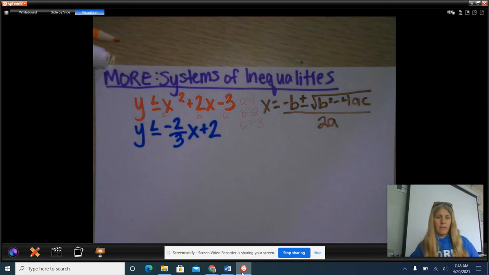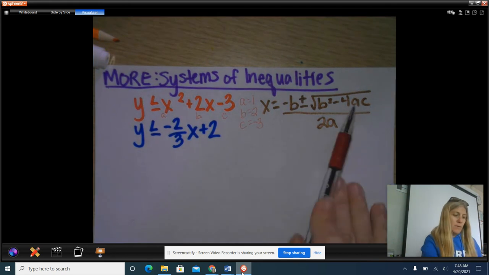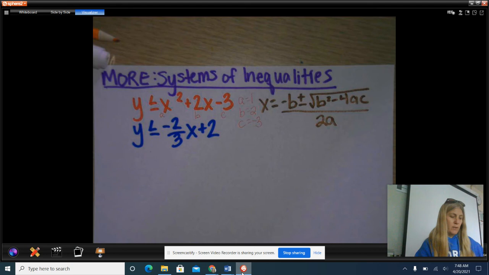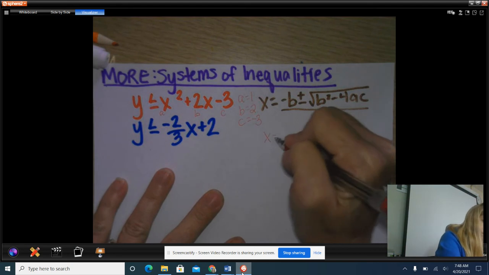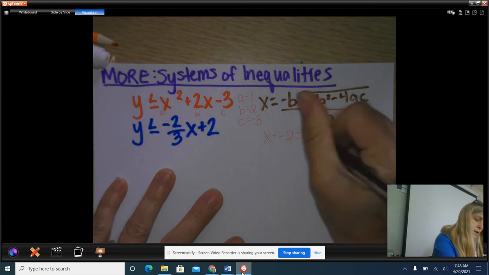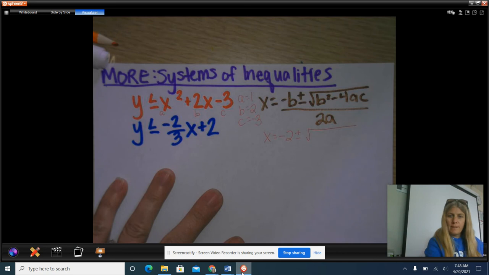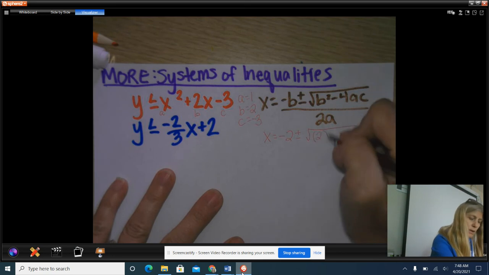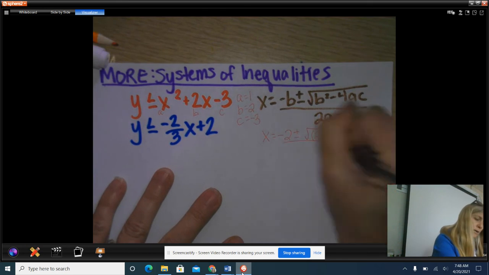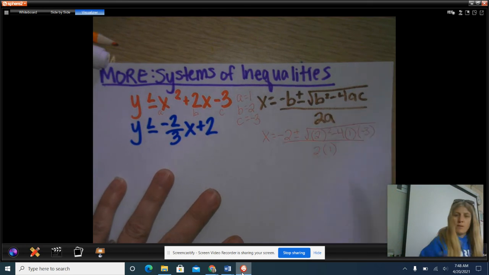So we're going to go ahead and replace every place we see a b with 2, every place we see an a with 1, every place we see a c with negative 3, once again putting parentheses around as we solve. So x is equal to negative 2 plus or minus the square root, and we're putting parentheses around our b in this case, 2 squared minus 4 times a, we're going to put a 1 in parentheses, c, put our negative 3 in parentheses, extend out that square root, all divided by 2 times 1.